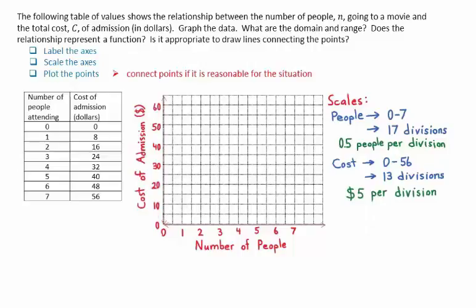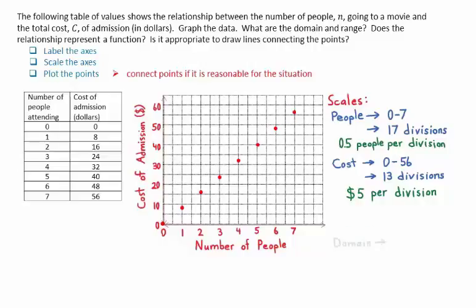We then plot the points. The first point, (0, 0), (1, 8), (2, 16), (3, 24), (4, 32), (5, 40), (6, 48), and (7, 56).